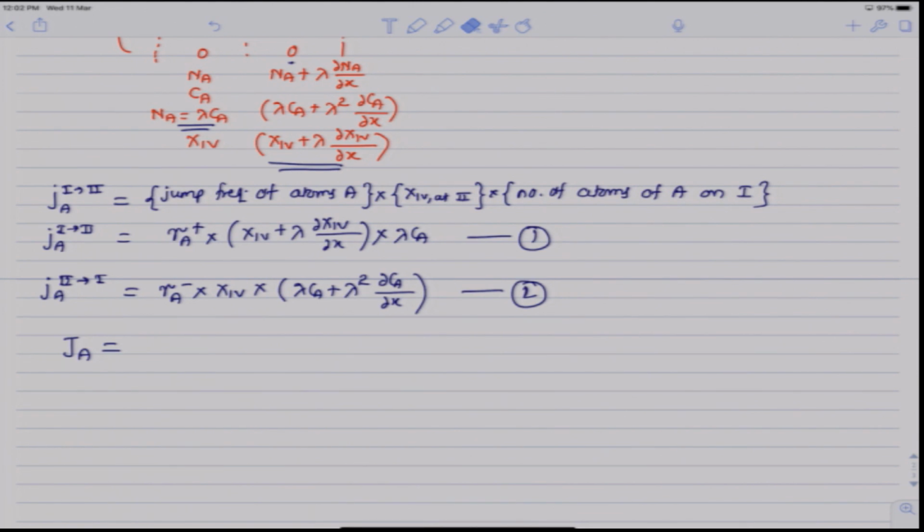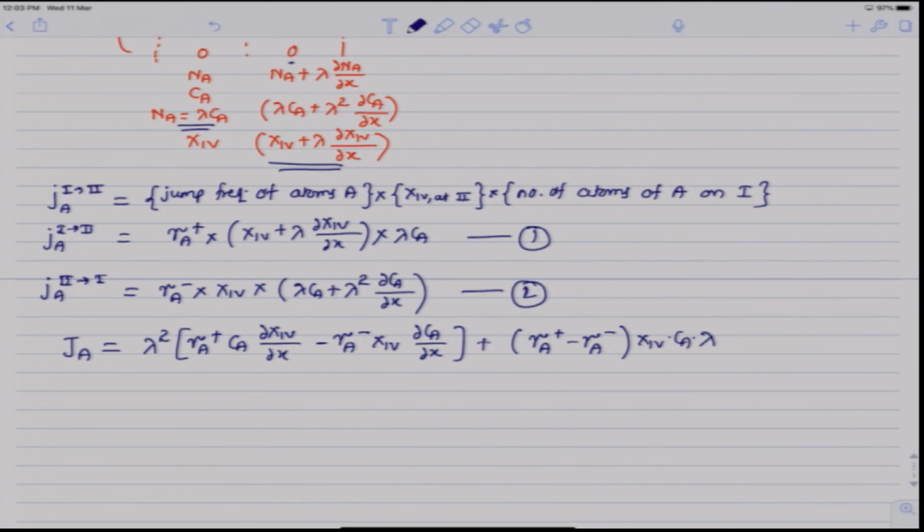if we arrange the terms containing lambda square together, we will get lambda square times [gamma A plus Ca ∂x1v/∂x minus gamma A minus x1v ∂Ca/∂x] plus [gamma A plus minus gamma A minus] times gamma A plus x1v lambda Ca, x1v times Ca times lambda.